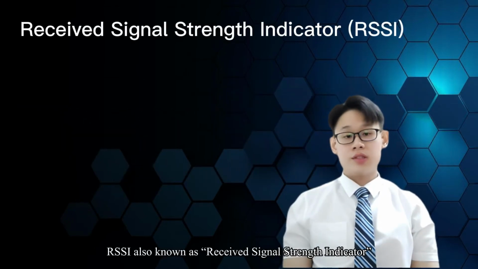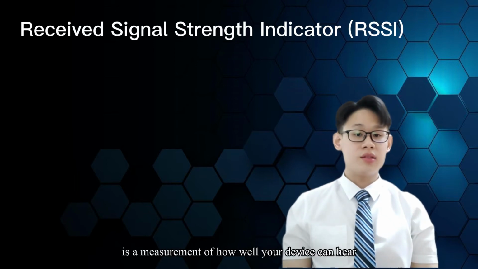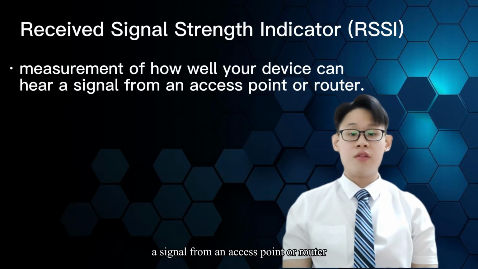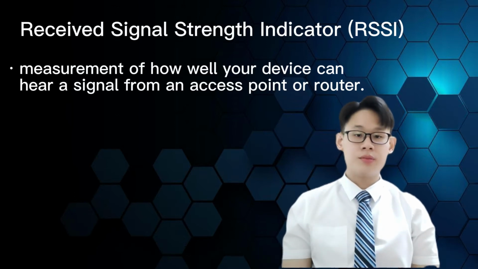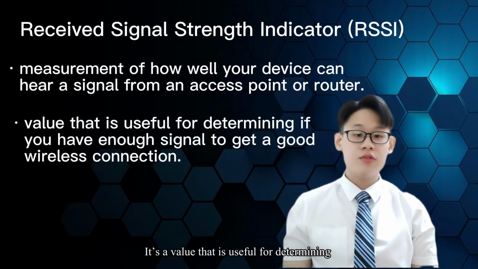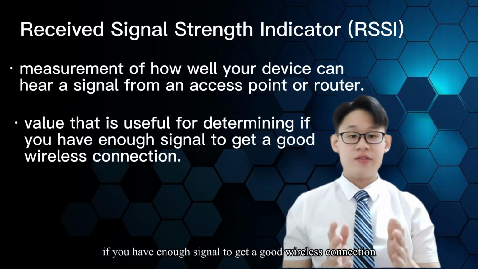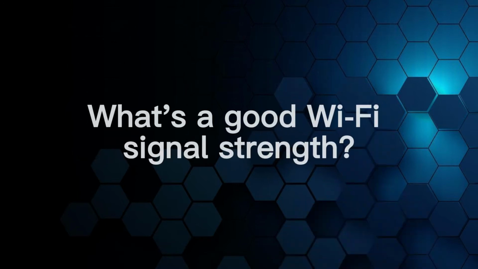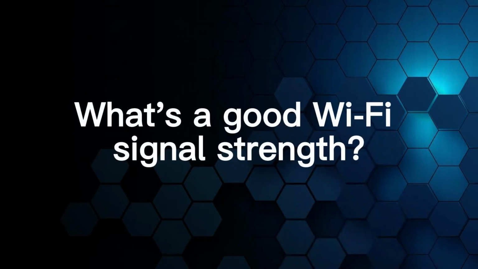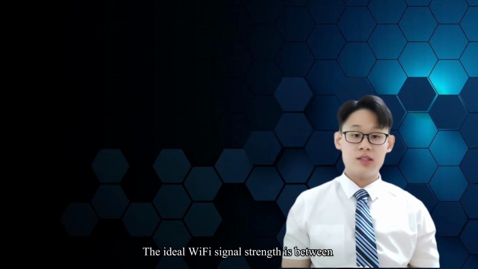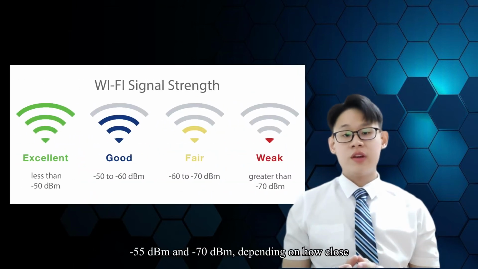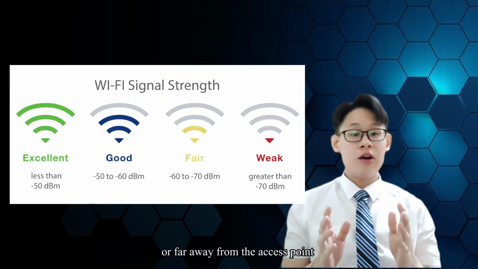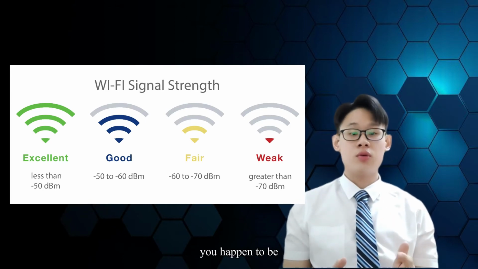RSSI, also known as the Received Signal Strength Indicator, is a measurement of how well your device can hear a signal from an access point or router. It's a value that is useful for determining if you have enough signal to get a good wireless connection. The ideal Wi-Fi signal strength is between 55 dBm and 70 dBm, depending on how close or how far away from the access point you happen to be.